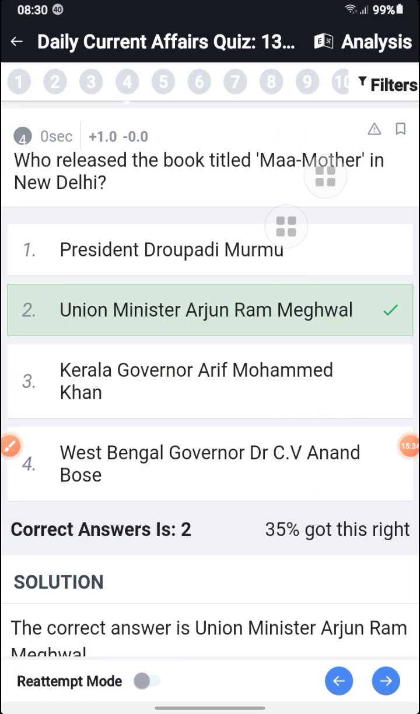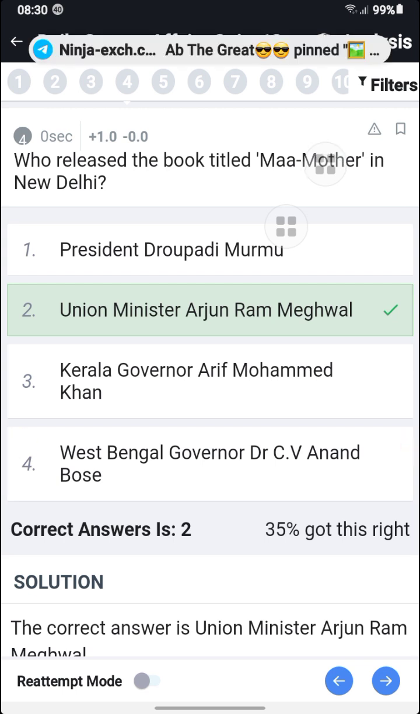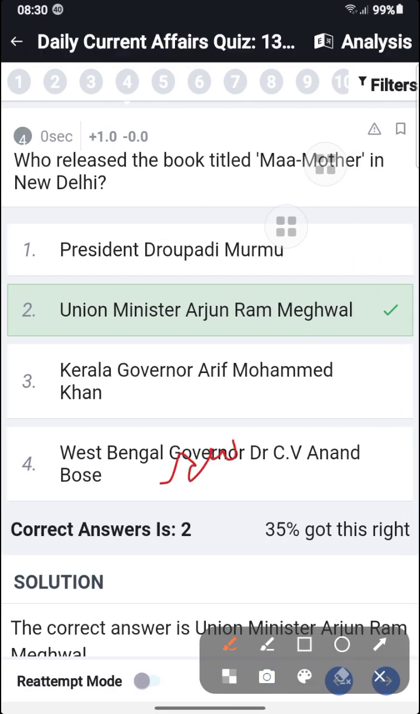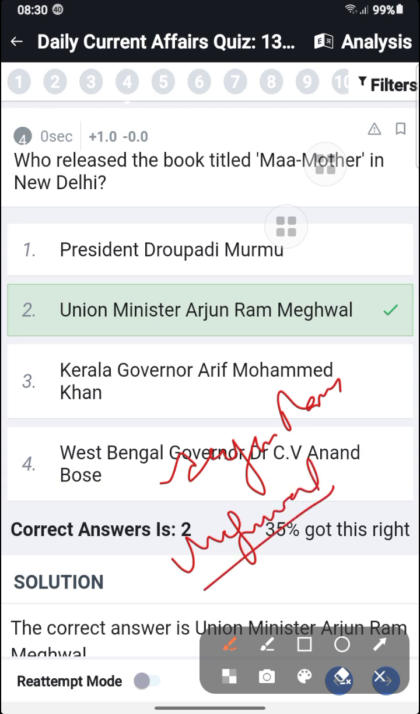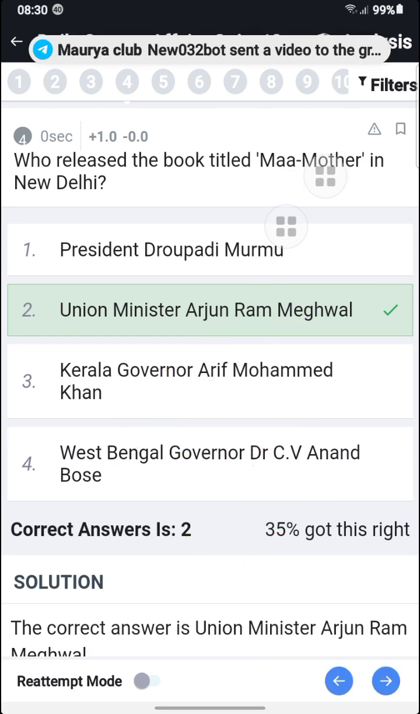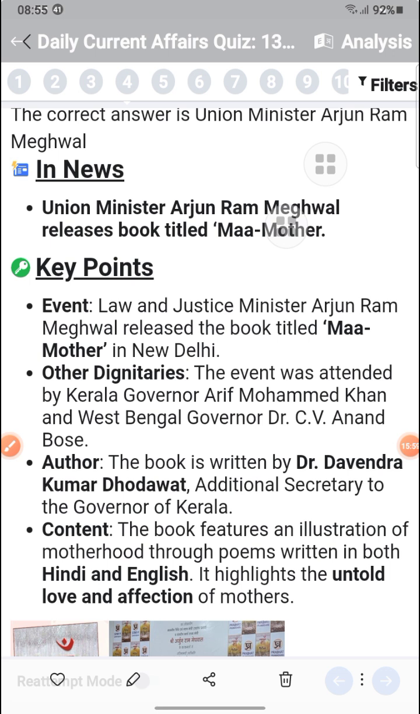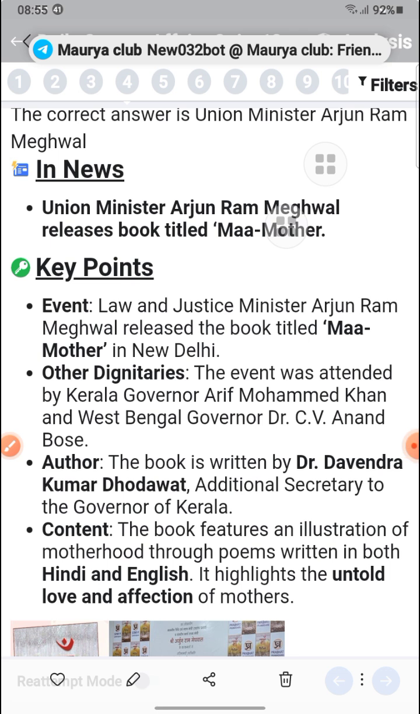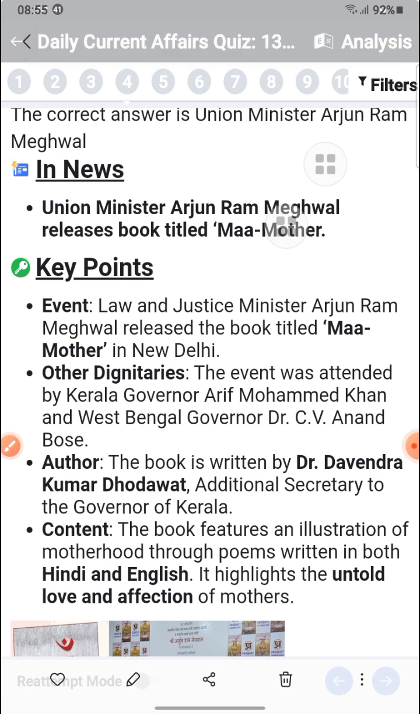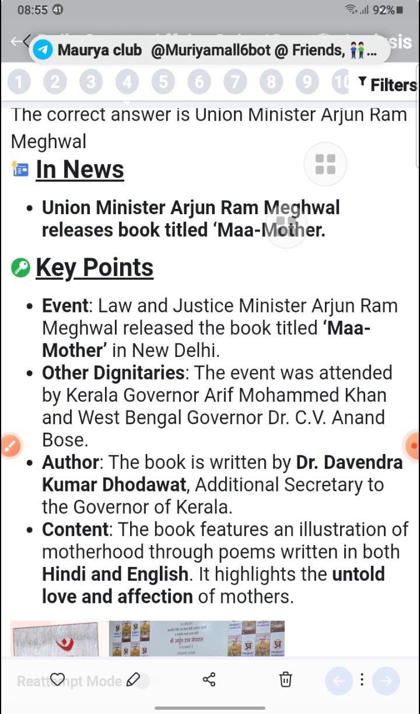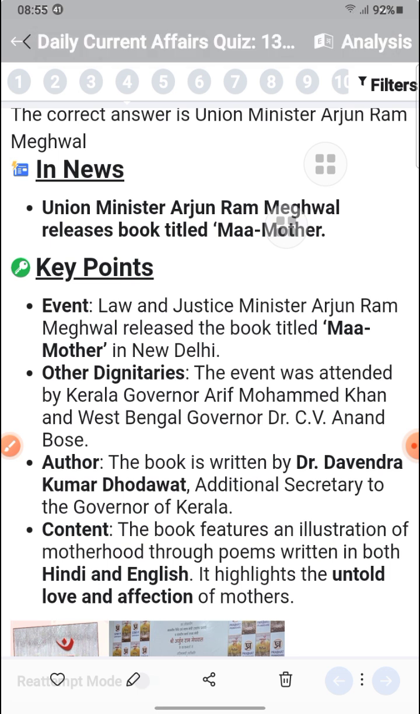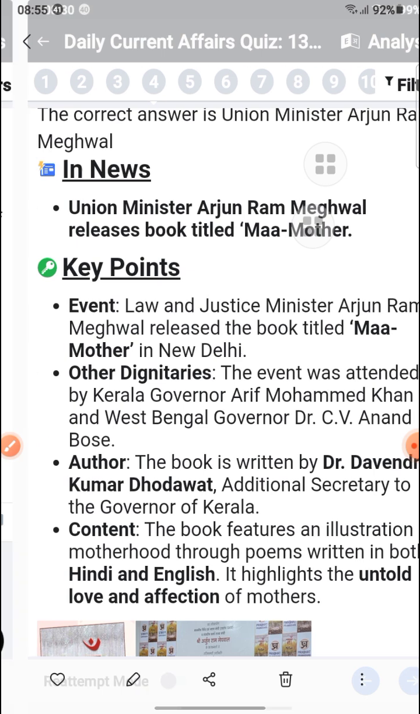Now who released the book titled Ma Mother in New Delhi? That is Union Minister Arjun Ram Meghwal. So Arjun Ram Meghwal, the union minister, released Ma Mother. That was the book, Ma and Mother. The event was attended by Kerala Governor Arif Khan, and the book is written by Dr. Devendra Kumar Dodawat, additional secretary of Kerala. The book features illustrations of motherhood, and it highlights the untold love and affection of a mother.